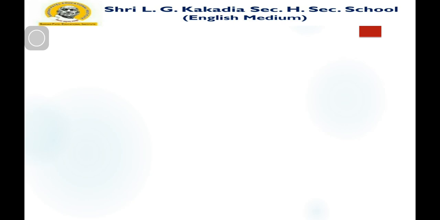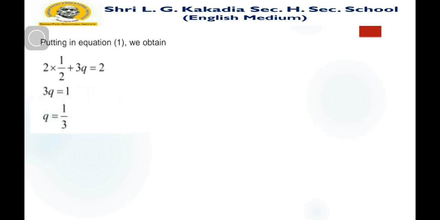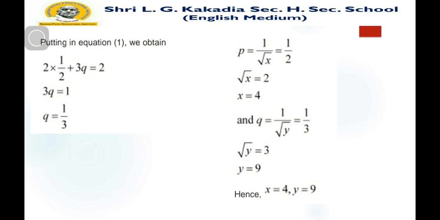We can also find the value of q by putting it in equation number 1, and we obtain q is equal to 1 over 3. Now putting this value in the equation, p is equal to 1 over square root x, so root x is equal to 2. Then taking the square on both sides, we find x is 4, the square of 2, and we can find the value of y in the same way. Hence the values of x and y are 4 and 9. You can verify by putting these values in the given equations.